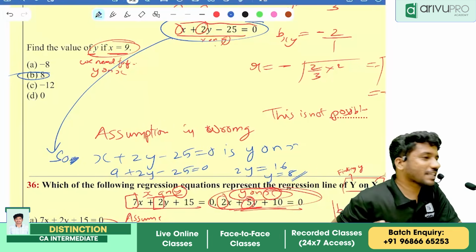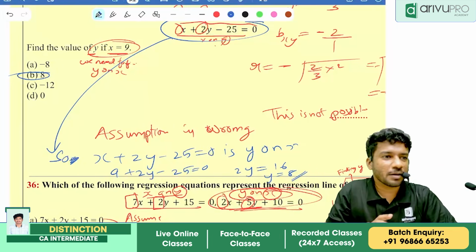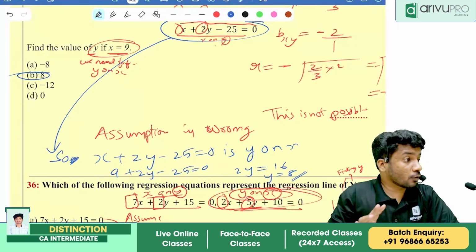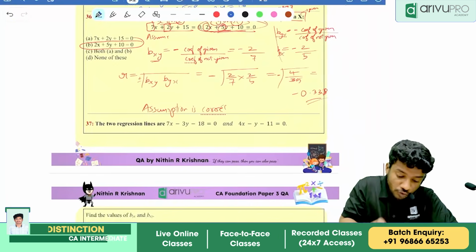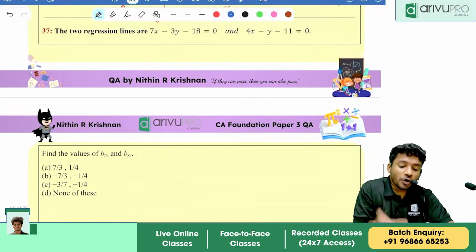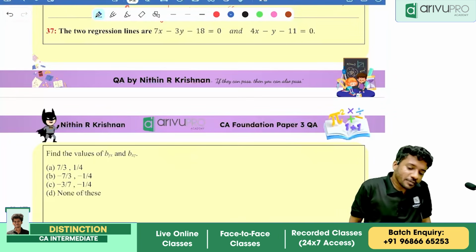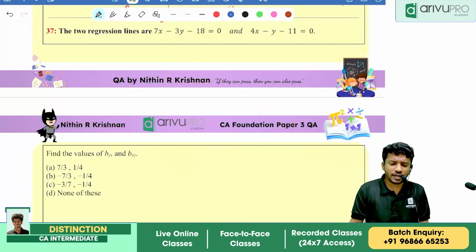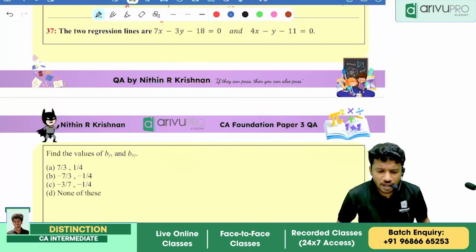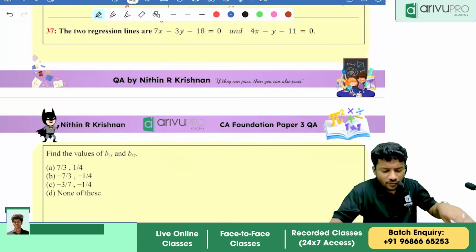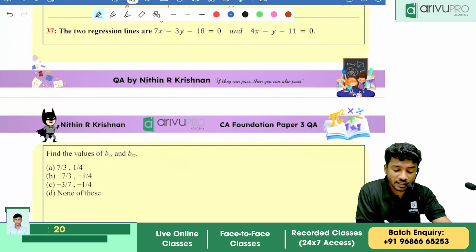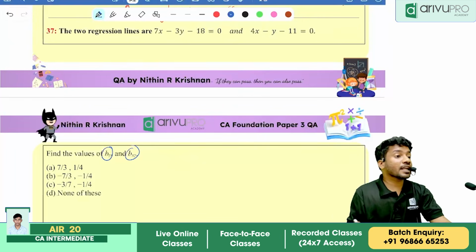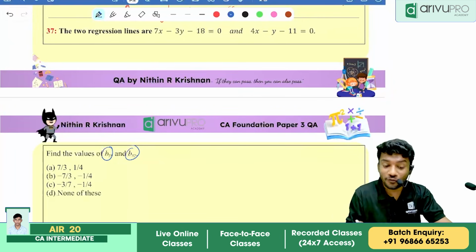Understood the method? Anyone, any doubt? Please tell. Pakka? If still doubt is there, what we will do? One more question. Look here. Two regression lines, 7x minus 3y minus 18 is equal to 0, 4x minus y minus 11 is equal to 0. We need to find the regression coefficient. Can we directly find the regression coefficient? No. We need to assume.